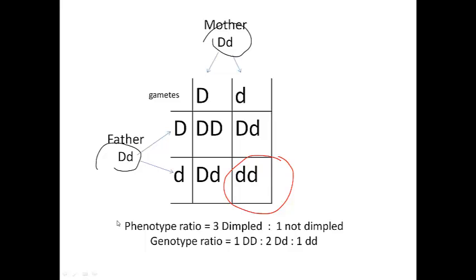Never just write 3 to 1 or you'll get no marks, but you must write the feature following the number. If they ask for genotype ratio, you can see there is 1 big D big D to 2 big D little d's to 1 little d little d. If they ask for a phenotype ratio, do not give both the phenotype and genotype. They will assume you don't know what the word means and they won't give you the mark.